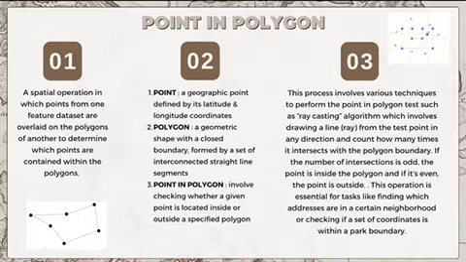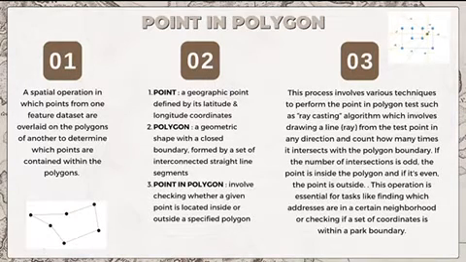Firstly is point. A point is a geographic point defined by its latitude and longitude coordinates. Next is polygon. A polygon is a geometric shape with a closed boundary formed by a set of interconnected straight line segments. And next is point in polygon. Point in polygon involves checking whether a given point is located inside or outside a specific polygon.